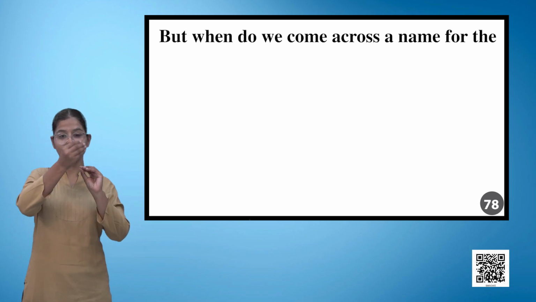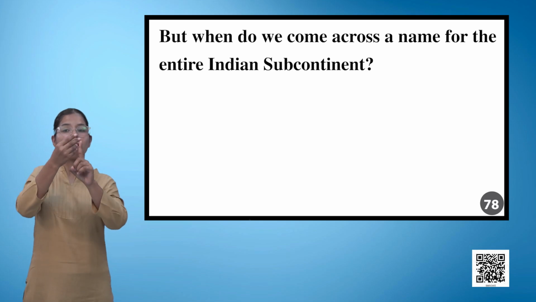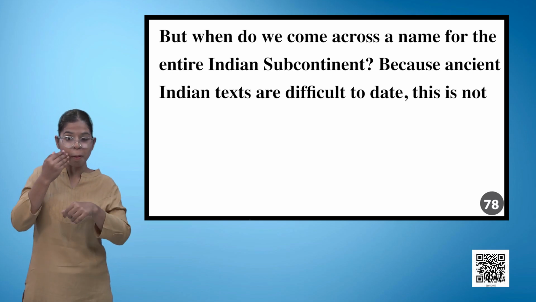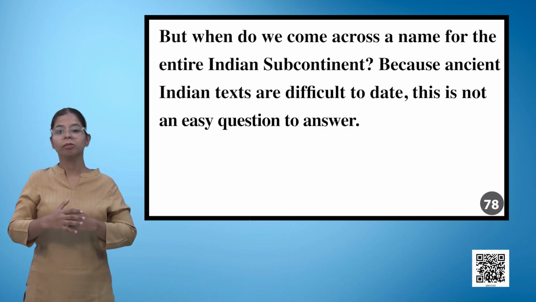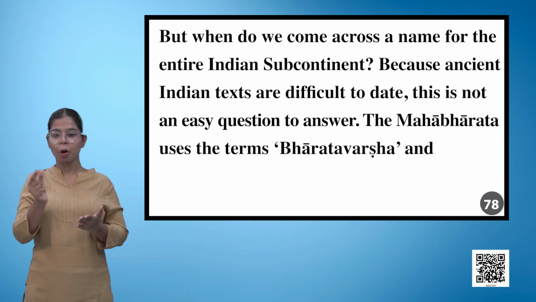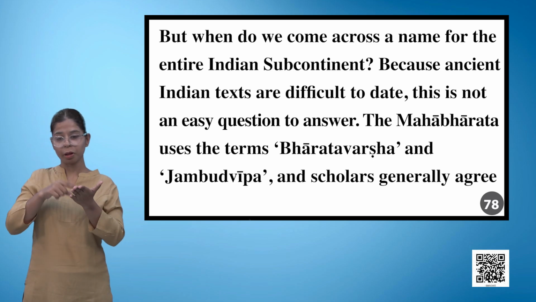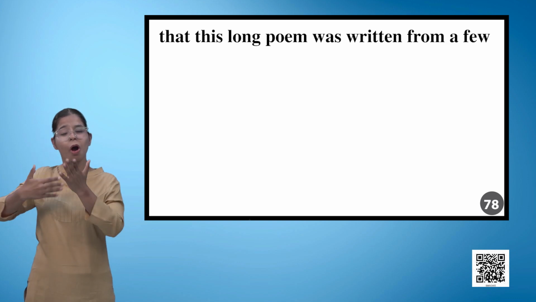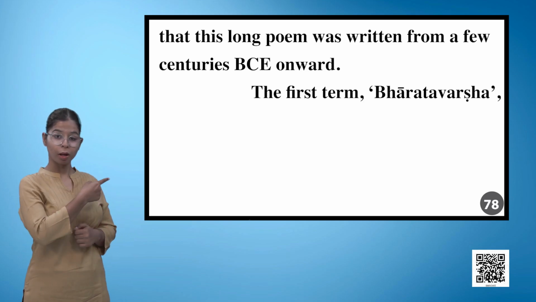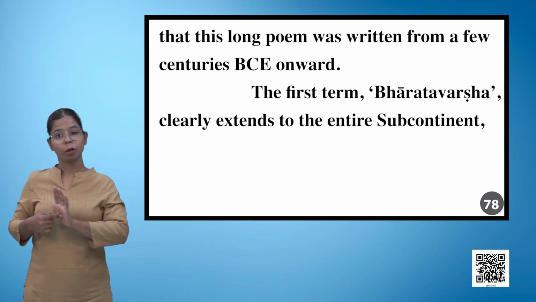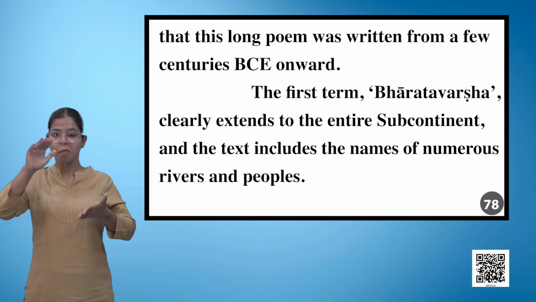But when do we come across a name for the entire Indian subcontinent? Because ancient Indian texts are difficult to date, this is not an easy question to answer. The Mahabharata uses the terms Bharatvarsh and Jambudvip, and scholars generally agree that this long poem was written from a few centuries BCE onward. The first term, Bharatvarsh, clearly extends to the entire subcontinent, and the text includes the names of numerous rivers and peoples.